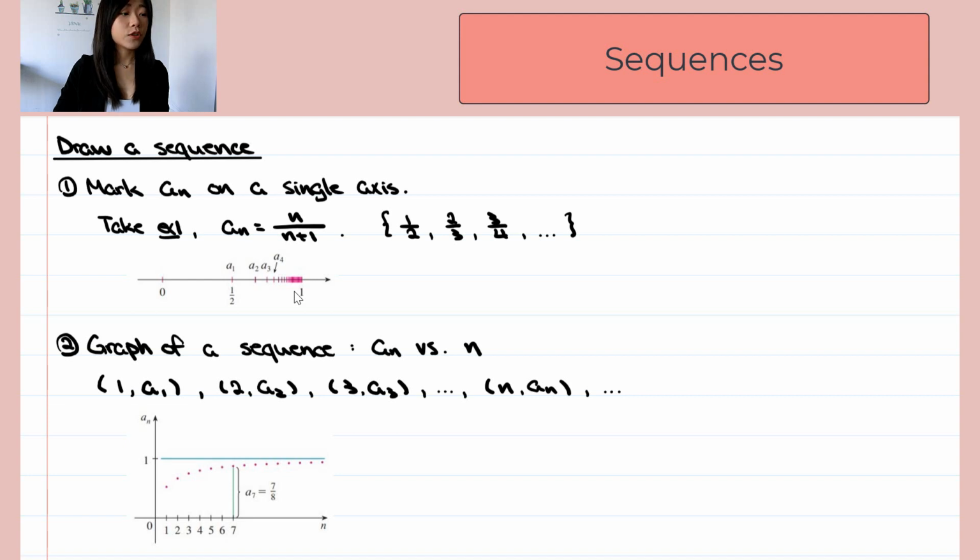The graph below shows the same example. The first term was 1 over 2, so it has coordinates 1 and 1 over 2. The second term, when n equals 2, the value of a2 is 2 over 3. So here is the second term of the sequence. Then when n equals 3, we have 3 over 4. When n equals 4, we have 4 over 5. And the sequence keeps on going forever.